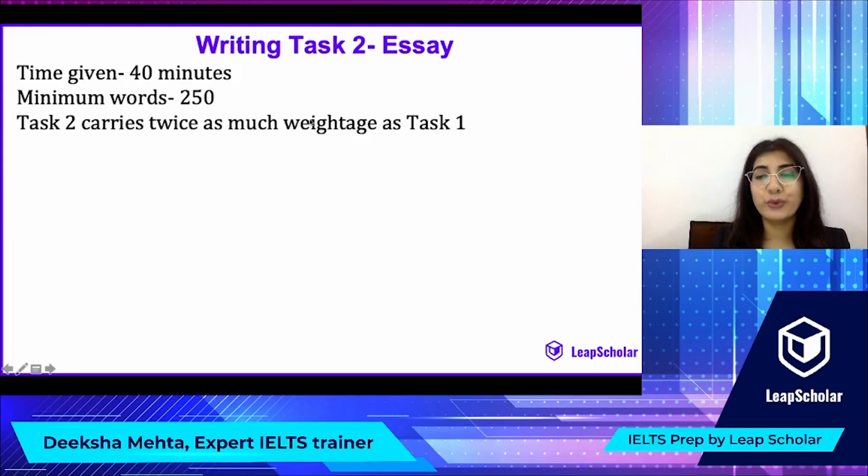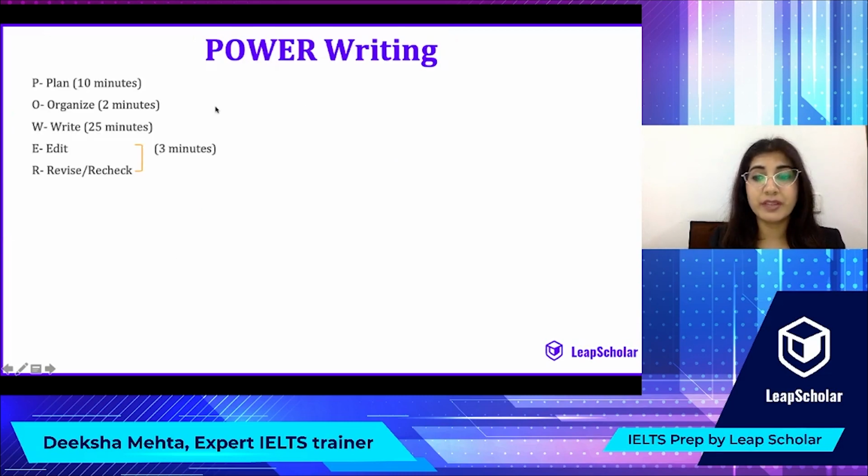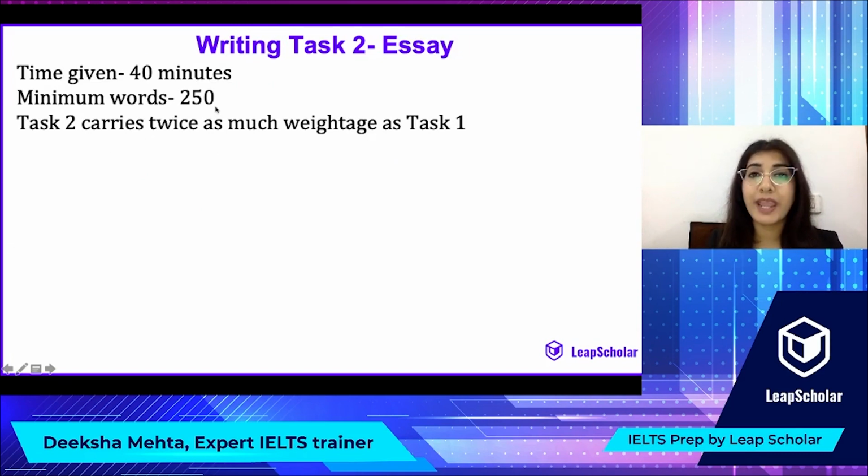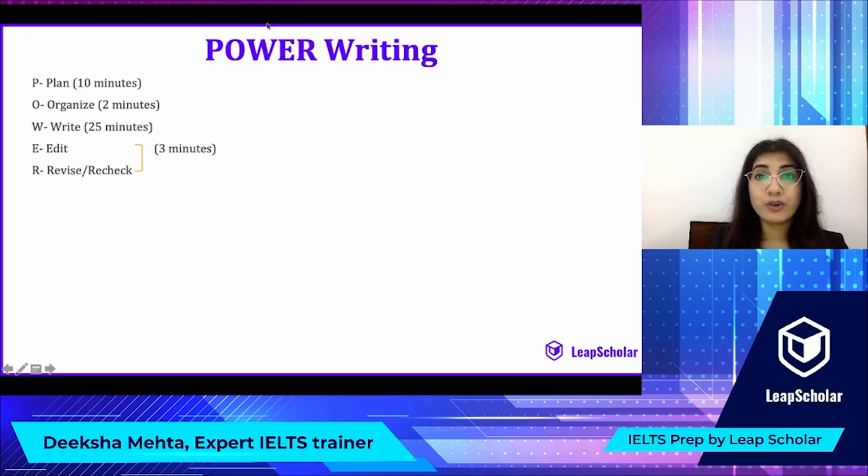So in task 2, you'd be given a statement and you're supposed to write an essay for minimum 250 words. However, I would recommend you to aim for 270 for a better band score. You are supposed to spend 40 minutes on this task, and do remember that this task carries twice as much weightage as task 1. So it is imperative that you do this task very carefully. So let's see the method that you can use to plan your task.